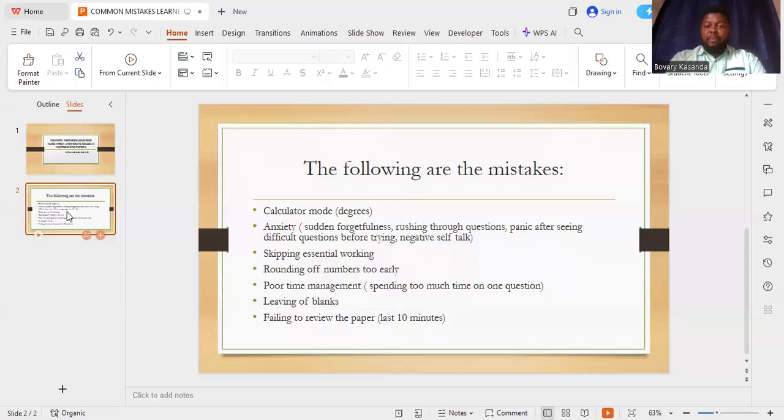Okay. Then last but not the least, failing to review the paper. Once you are done with answering the questions, the last 10 to 15 minutes should be for reviewing your paper or the answers. Of course, it's very cardinal that after you answer each question, you do a quick checkup if you're doing the right thing. But the last 10 to 15 minutes should be for this, because chances are that you might make a mistake somewhere. So try to review the paper so as to correct these questions.